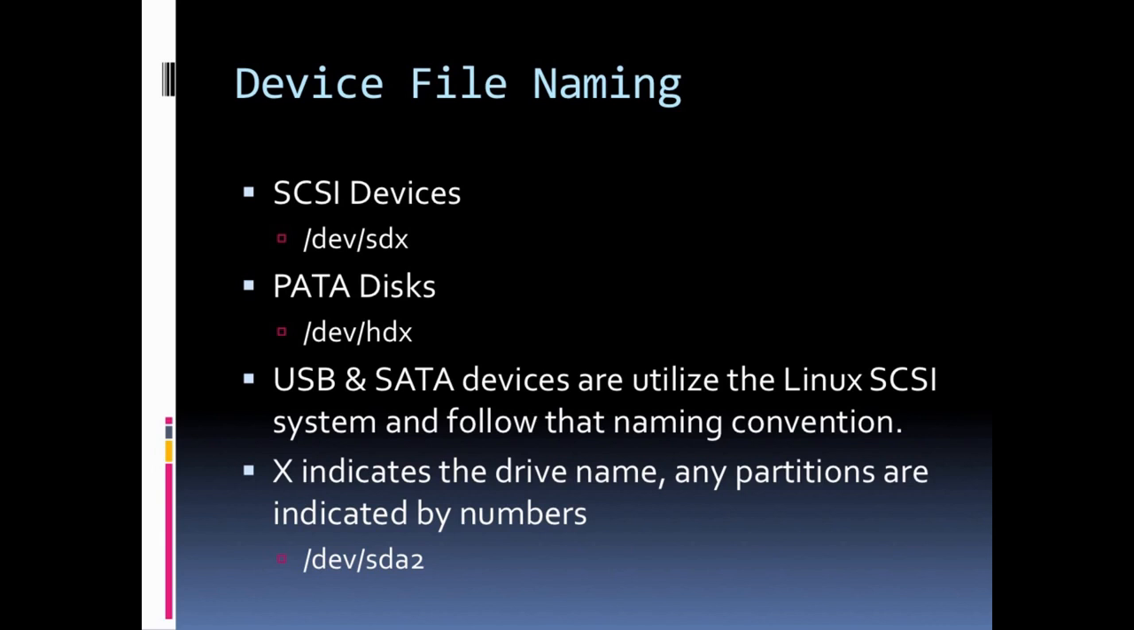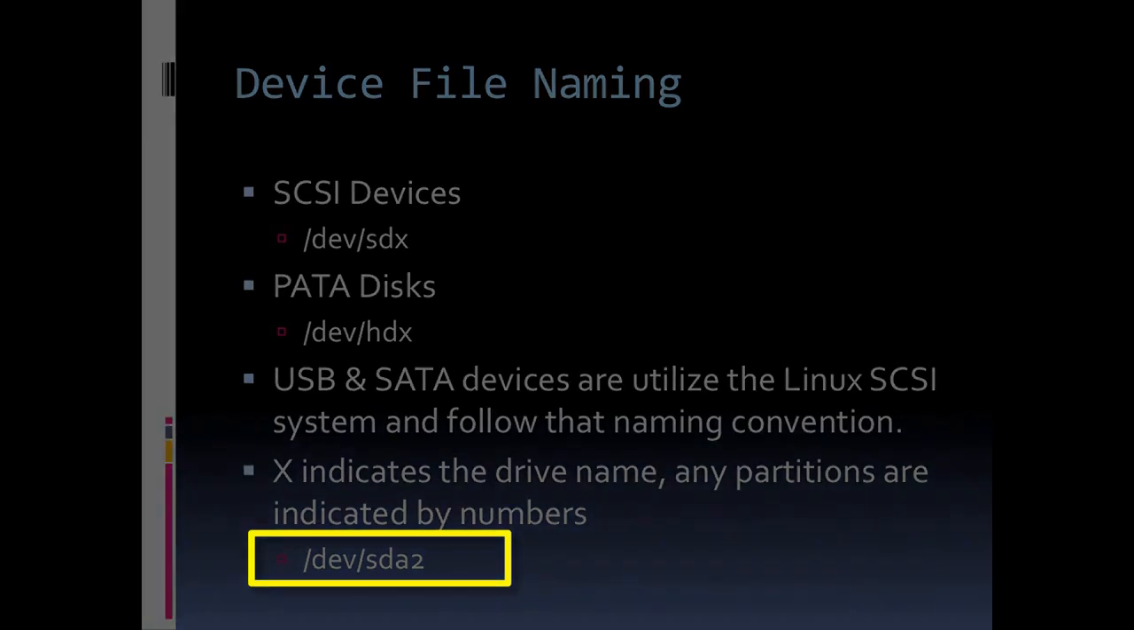If you still have a computer with parallel ATA drives, PATA drives, they would have the naming convention HD. But since most modern devices use serial ATA, most of your drives are probably going to look like SDA, SDB. If you have a drive with multiple partitions, that partition is going to have a number behind it. So if you have one drive with two partitions, you notice that there's SDA, that indicates my first drive in my machine, and the 2 here indicates the second partition of that drive.